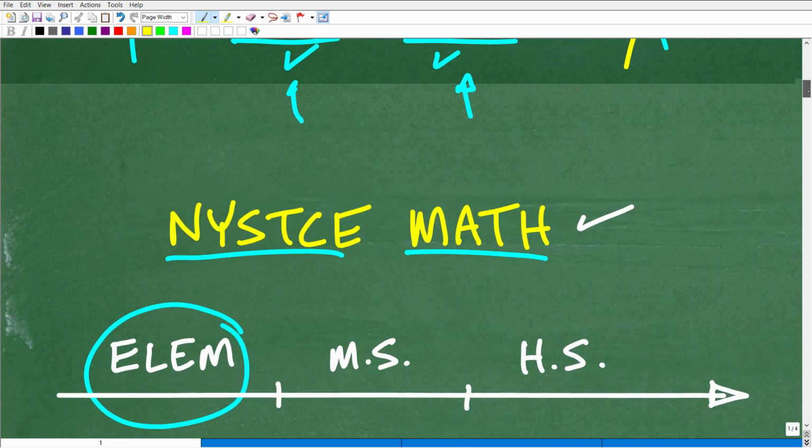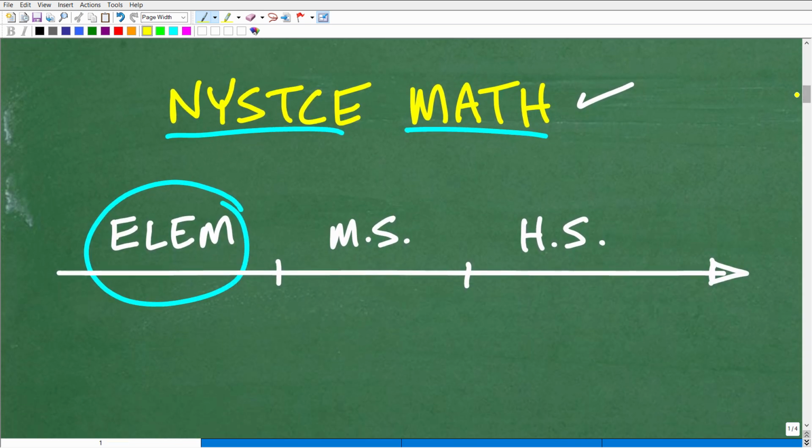Now, a lot of states will require, I don't know what it is in New York, to be honest with you, whether you have to have a full degree in a particular area.